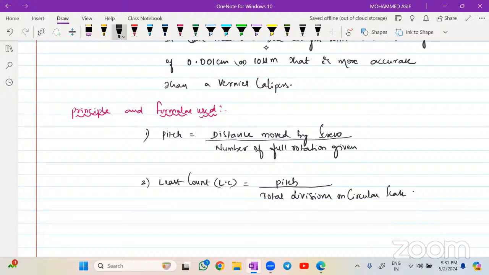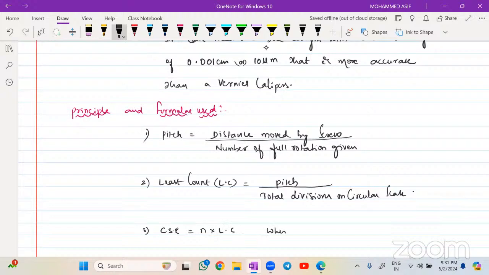What is the pitch? Pitch is equal to distance moved by the screw divided by number of full rotations given. Least count is equal to pitch divided by your total divisions on your circular scale. Then how do you calculate the circular scale reading? Circular scale reading, CSR, will be equal to n into your least count.